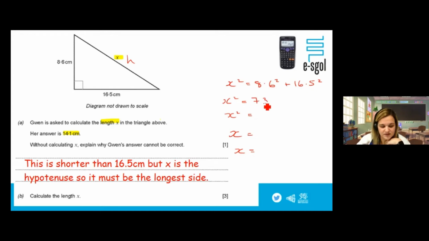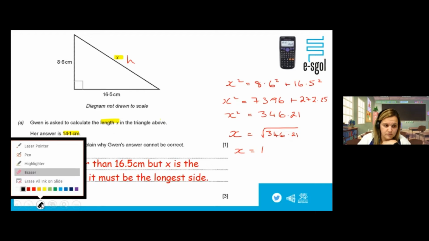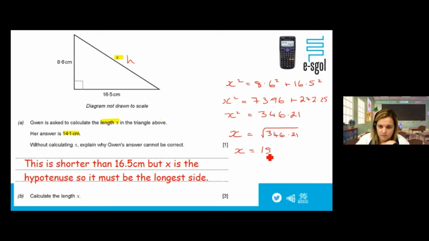So it's 8.6 squared is 73.96. 272.25 for 16.5 squared. Adding them is 346.21. And then you're square rooting that. Now that's a much more sensible answer. I looked at that answer and I thought that can't be correct, and that's the type of thing you need to be doing as well. So 18.6 centimetres to 1 decimal place. Okay, so we've got it. And all together now, between the writing for part A and that, we've got 4 GCSE marks.